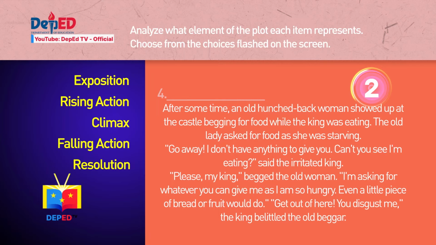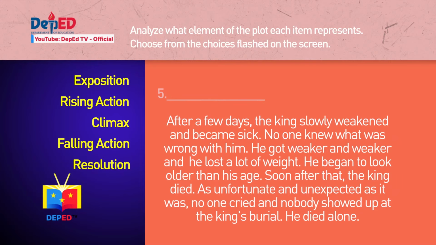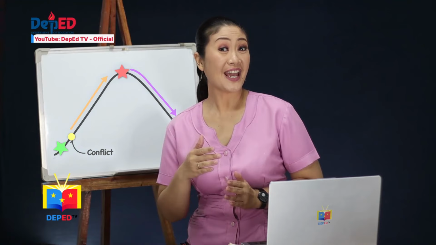Answer: climax. Number 5. After a few days, the king slowly weakened and became sick. No one knew what was wrong with him. He got weaker and weaker, and he lost a lot of weight. He began to look older than his age. Soon after that, the king died. As unfortunate and unexpected as it was, no one cried and nobody showed up at the king's burial. He died alone. Answer: falling action. Kids, were you able to get the correct answers?